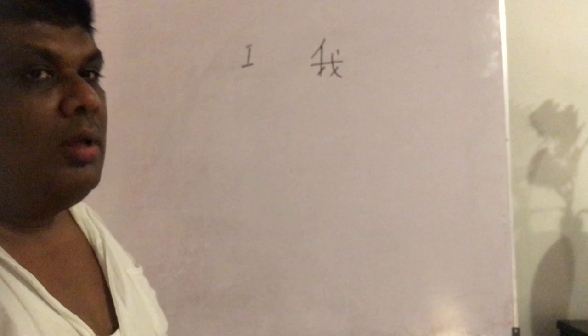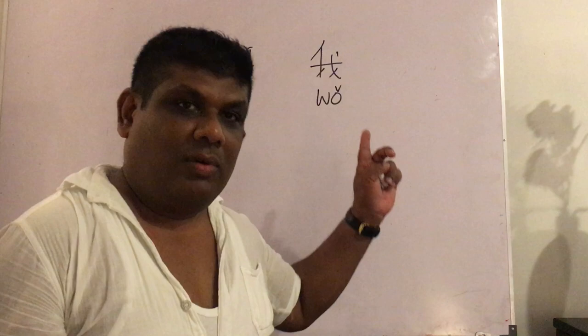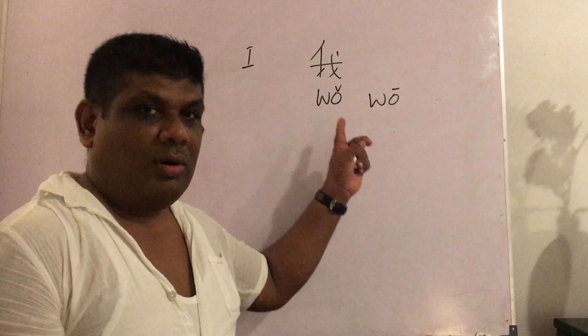Not wo, wo, wo. This is a tone language. Therefore, the pronunciation comes as wo. If it is wo, that means nest, a cage like that. Then you should pronounce wo, not wo.